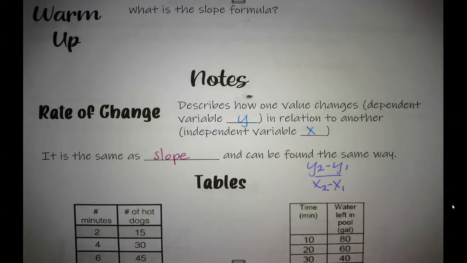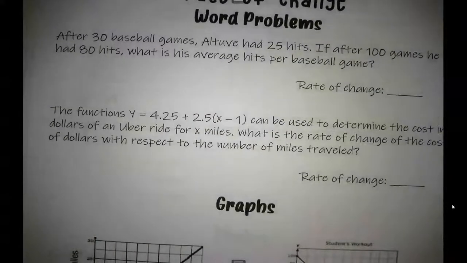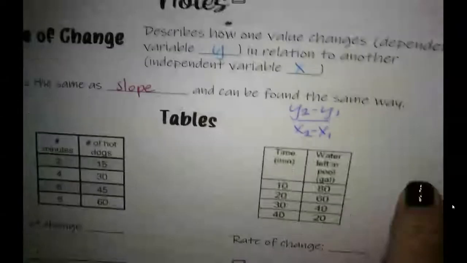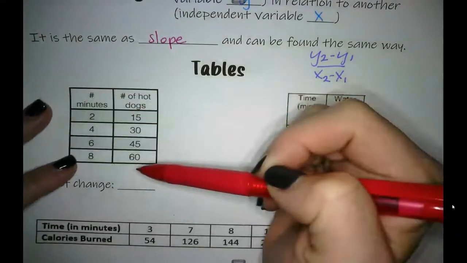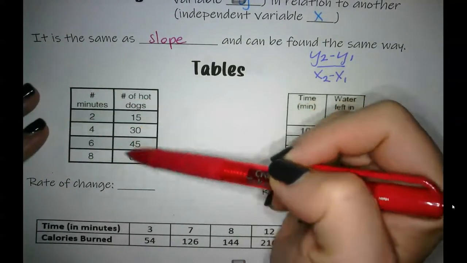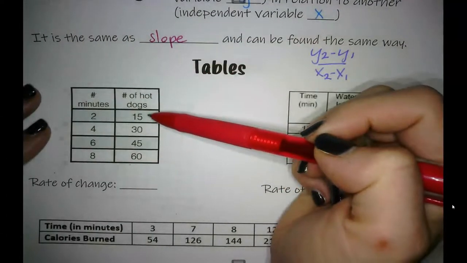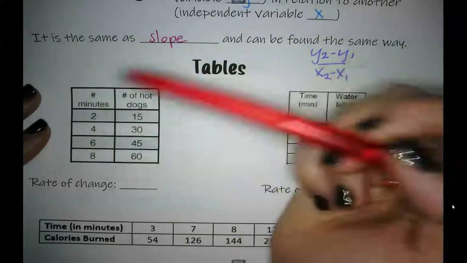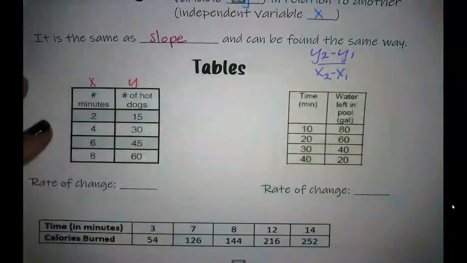So we're going to look at our rate of change given 3 different ways, just like we did slope: from tables, word problems, and graphs. We're going to start with tables. And like I said, we're going to do it the same exact way. We see a table now, and instead of being labeled with X and Y, we are given number of minutes and number of hot dogs. And we want to know the rate of change as the number of hot dogs per minute. So really this is our X's and this is our Y's, just like before.